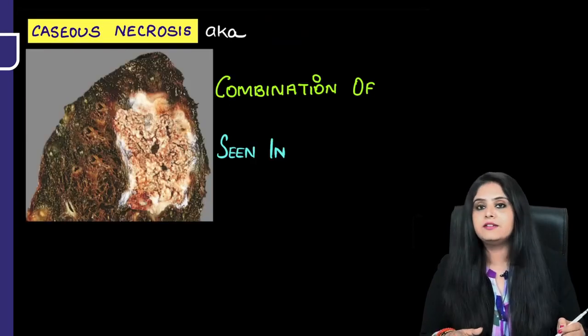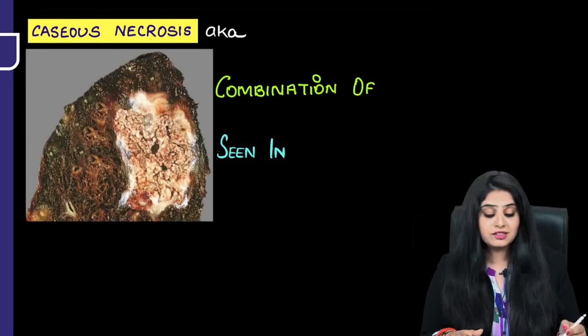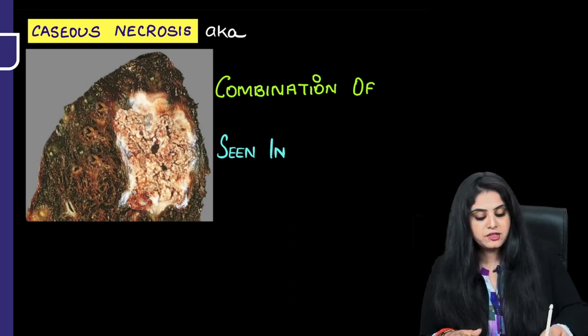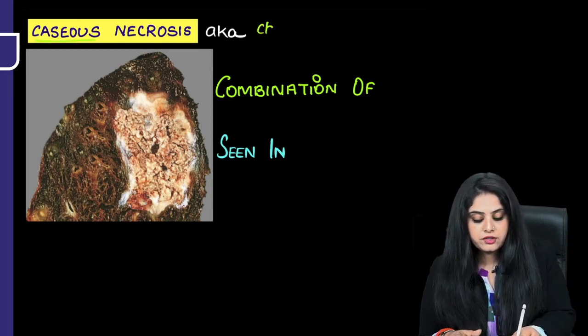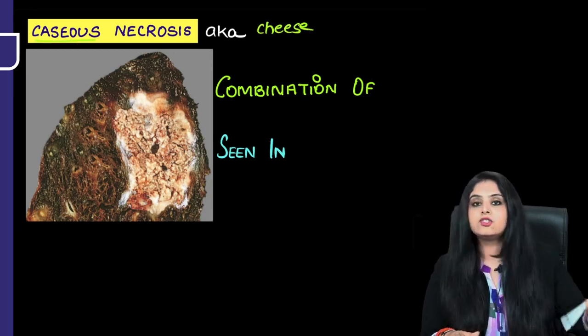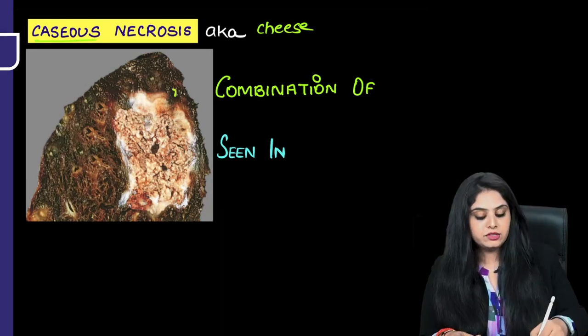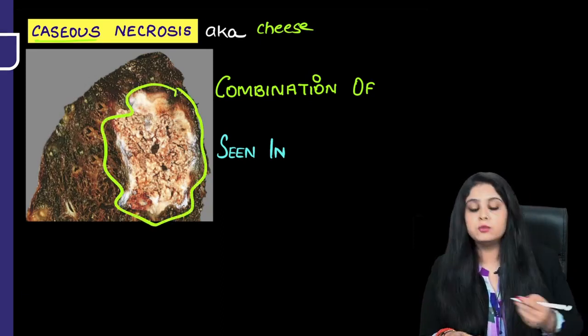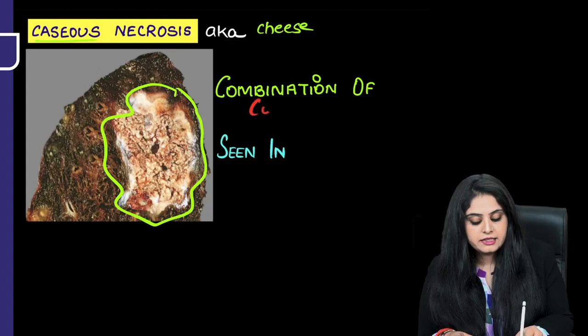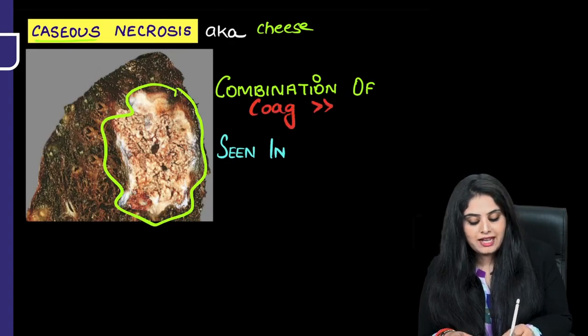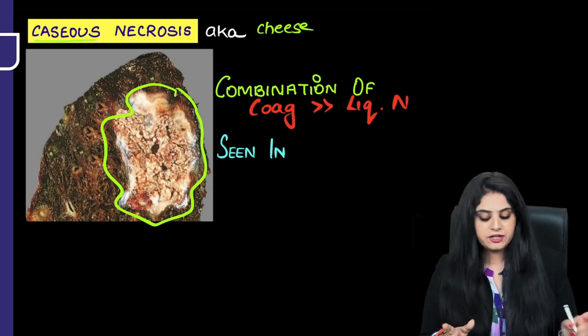Moving on to the third one, if you're staying in India, it's obvious that you know this one. Caseous necrosis. What is the meaning of the word caseous? Caseous refers to cheese-like appearance, and you can see that whitish cheese in front of you. What is this a combination of? This is actually a combination of coagulative and liquefactive necrosis, but more of coagulative necrosis.